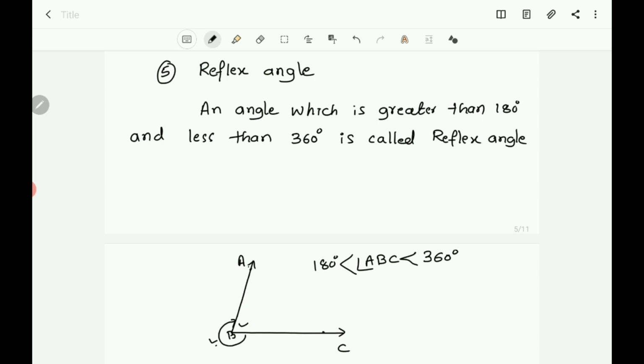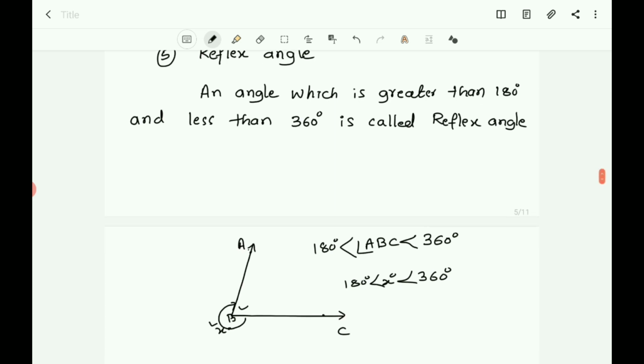So if you take its measurement as x degree, then x degree is greater than 180 degree and lesser than 360 degree. Then x is the reflex angle. So what is a reflex angle? That is greater than 180 degree and less than 360 degree.